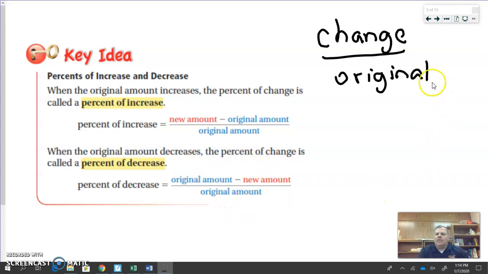The way I like to think of this is, what is the change and what is the original? The percent of change is change over the original, or change divided by the original. That will give us a decimal that we can change into a percent. If the change increases, it goes up. We have an increase. If it goes down, we have a decrease.